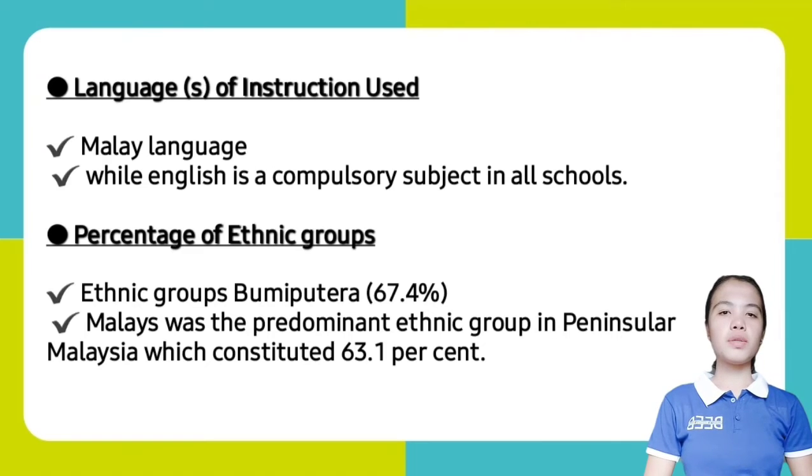Languages of instruction used in Malaysia, which is the Malay language. National secondary schools use Malay as the main medium of instruction because the Malay language is the national language of Malaysia, while English is a compulsory subject in all schools.